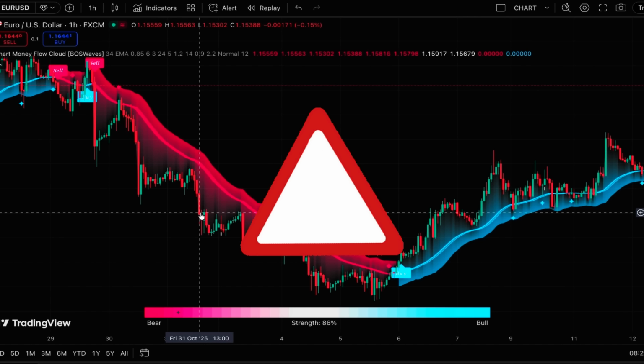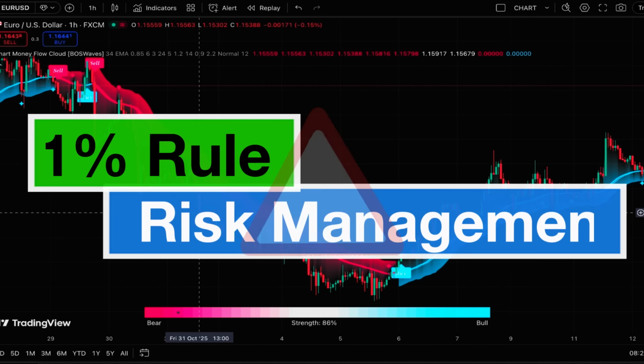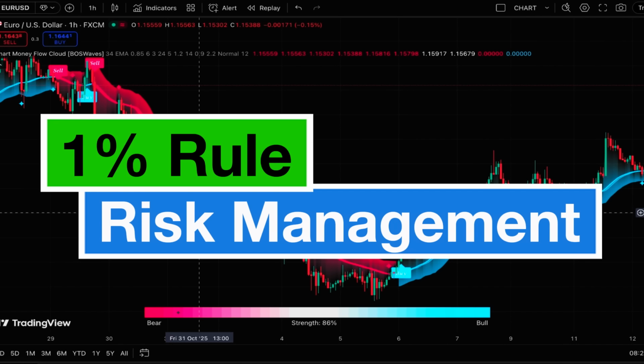No indicator, trading strategy, or trading method is capable of this, and losing positions are always part of the game. You need to manage the risk so you can minimize the effect of the losing positions. The 1% rule risk management is the best risk management strategy that you can use. I have a guide on this. The link is also placed in the description, and make sure you watch it later.